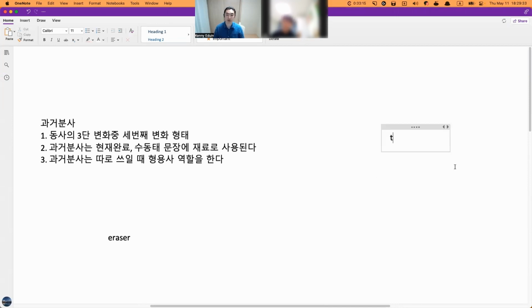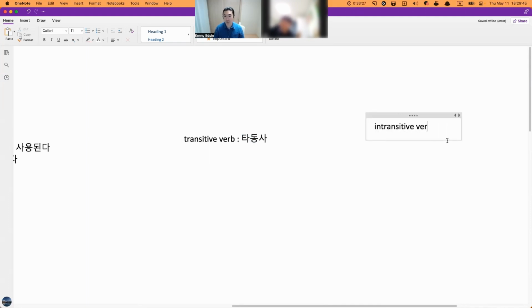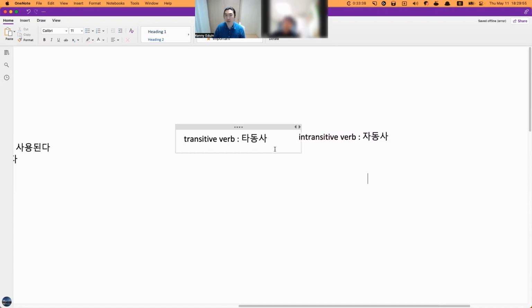Transitive verb, and transitive verb is 타동사. An intransitive verb is 자동사. Okay, those are two different general verbs, and the difference between those two is huge.